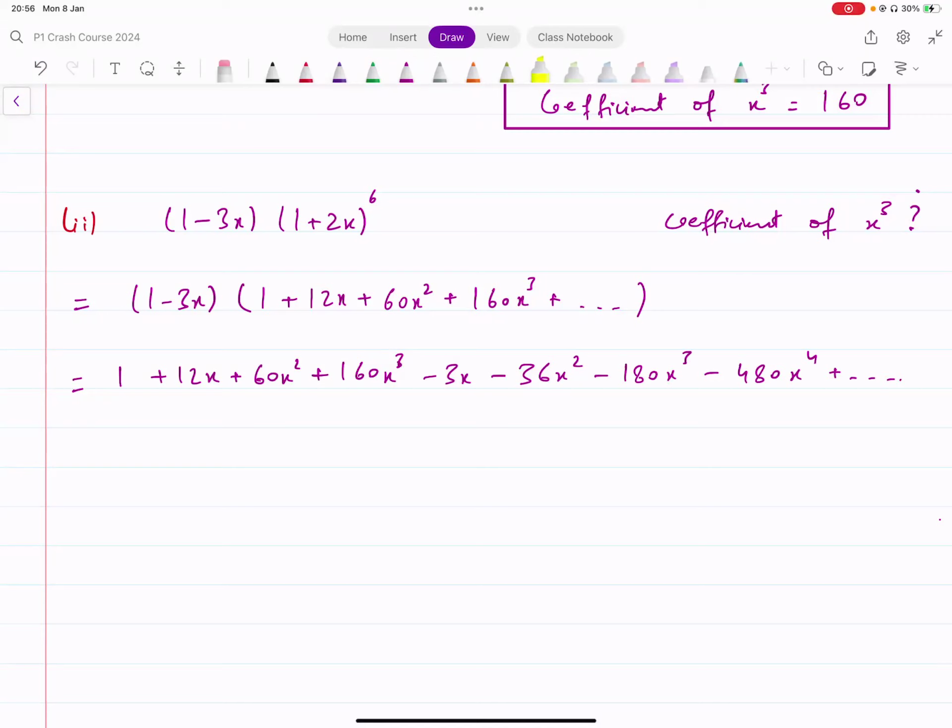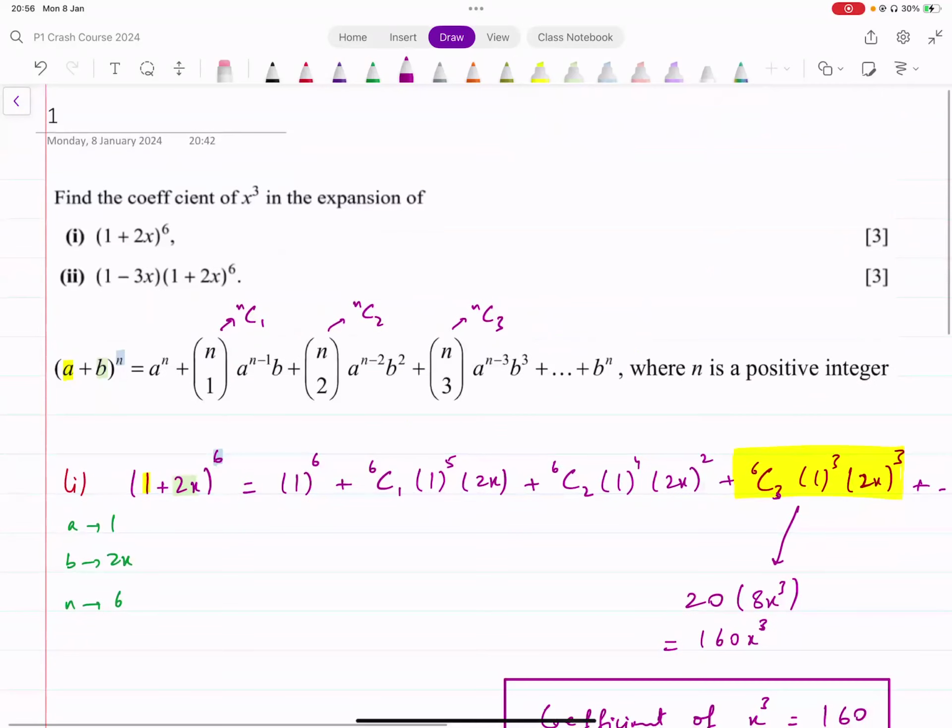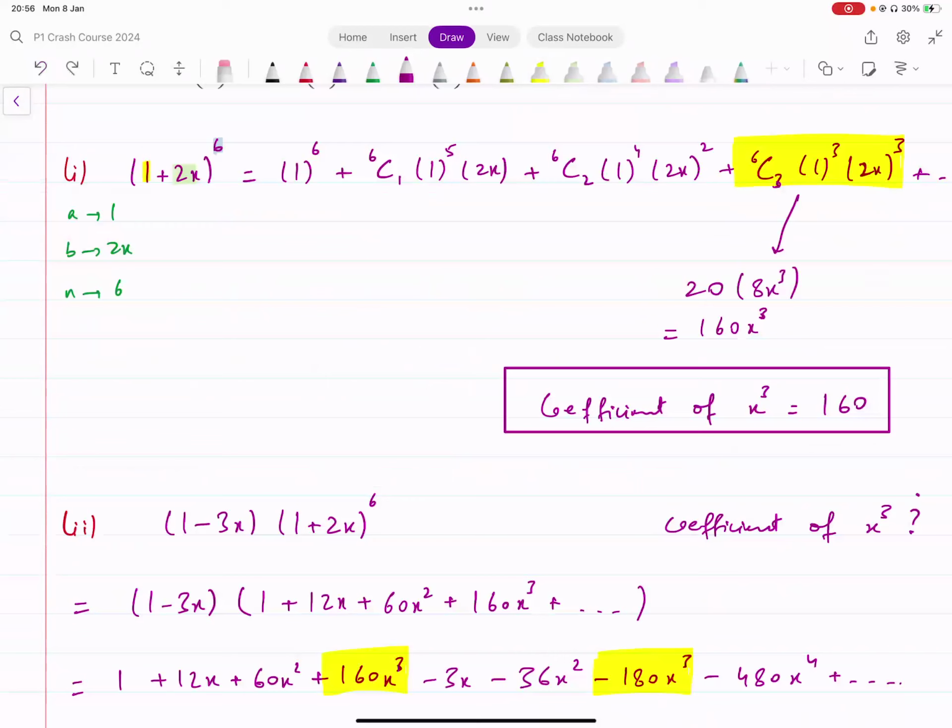So now let's just look for the terms that have x cubed in them. We have 160x cubed. This is one term. And we have minus 180x cubed. These are the two terms that we are interested in, right? Look at the question again. It says find the coefficient of x cubed in this expansion. So we are just looking for the x cubed term.